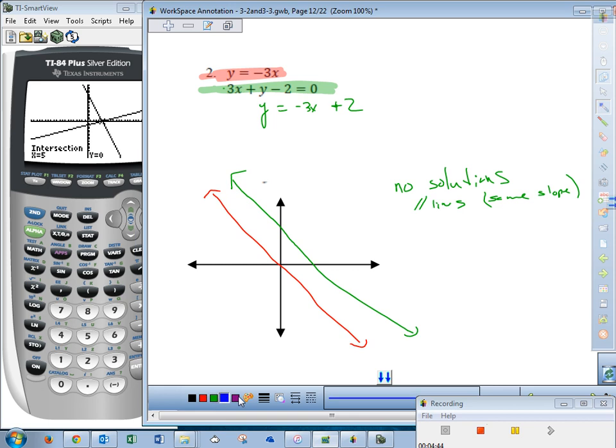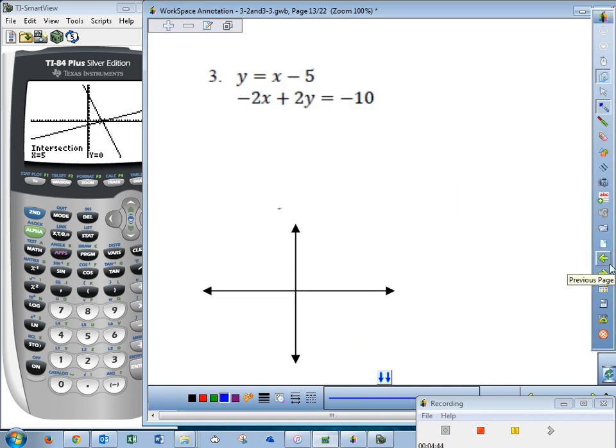Consistent or inconsistent? Inconsistent. And then you don't answer anything else since there were no answers. Next. Top guy, he's good to go. Bottom guy, put him in slope-intercept form.